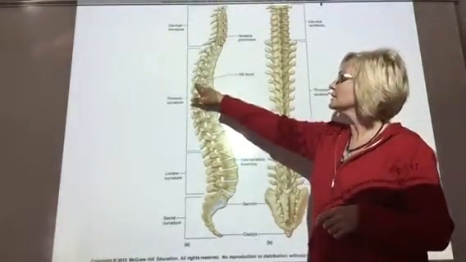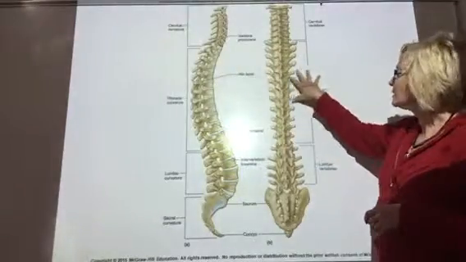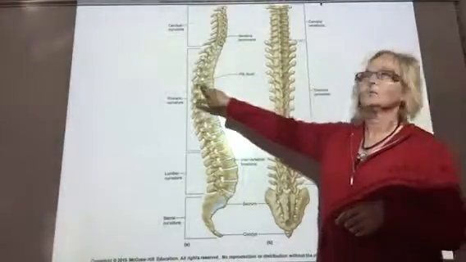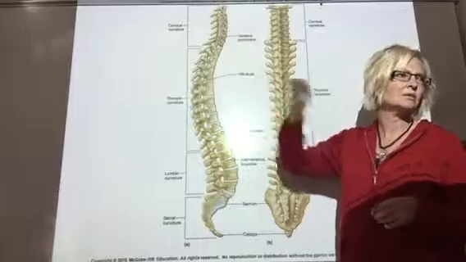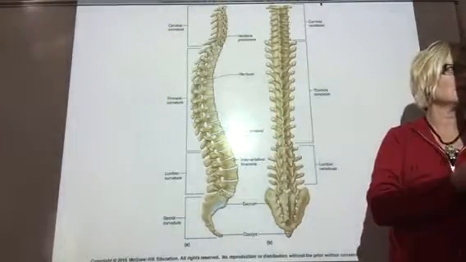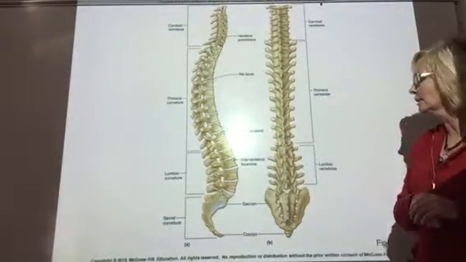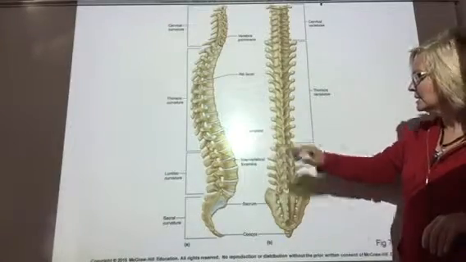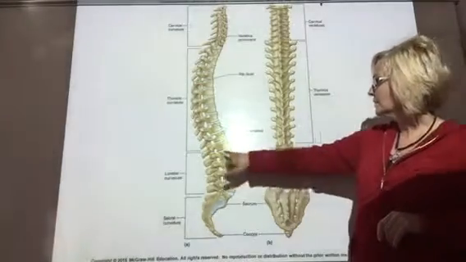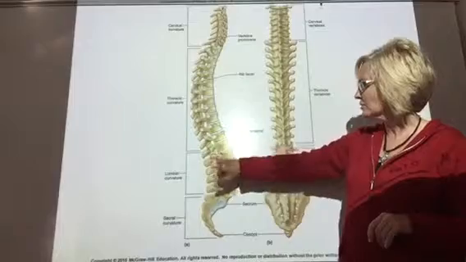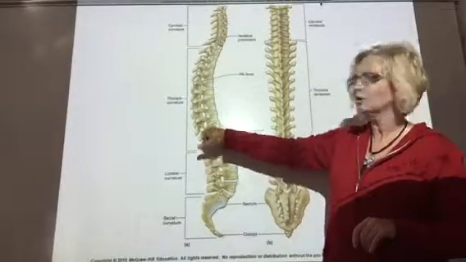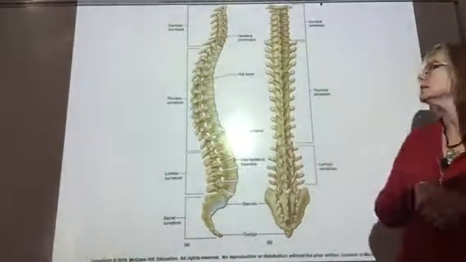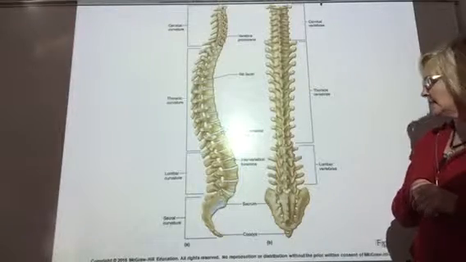Rib facet, only your thoracic vertebrae will have a rib facet because that's where your ribs are going to attach to your thoracic vertebrae. The intervertebral foramen are the side openings that you're going to see as you look along the side.